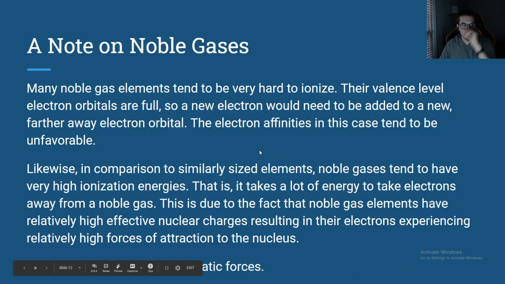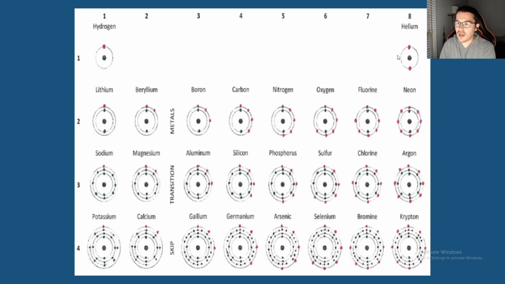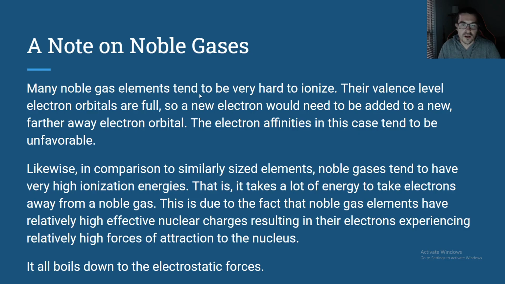All right. I do want to say a few more things about noble gases specifically. If we take a look at noble gases, they have these sort of full valence levels. The 1s2 orbital is full here. The 2s2, 2p6 orbitals are full. Same for argon and krypton. As a result of that, many noble gases tend to be very, very hard to ionize. It's very, very hard to take electrons away or to add electrons to them. Their valence level electron orbitals are full.